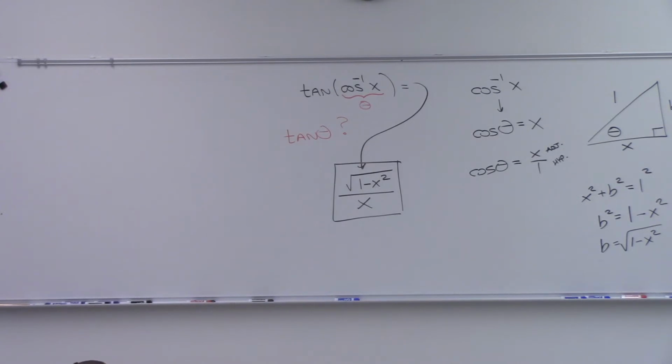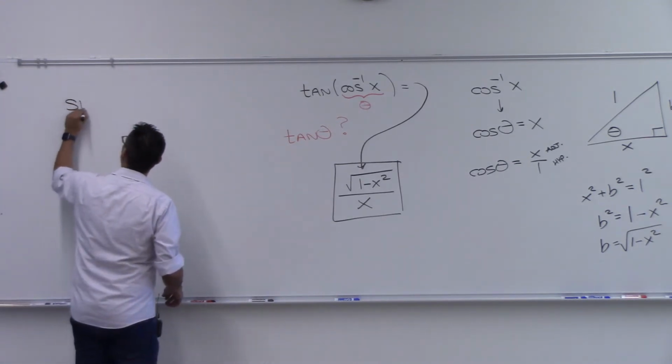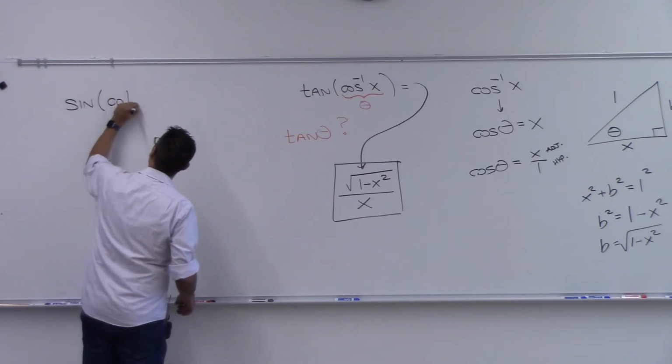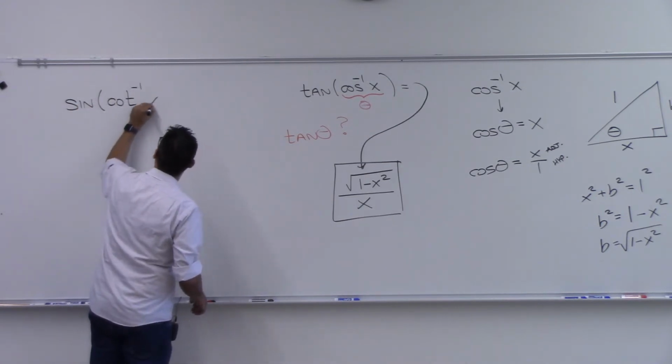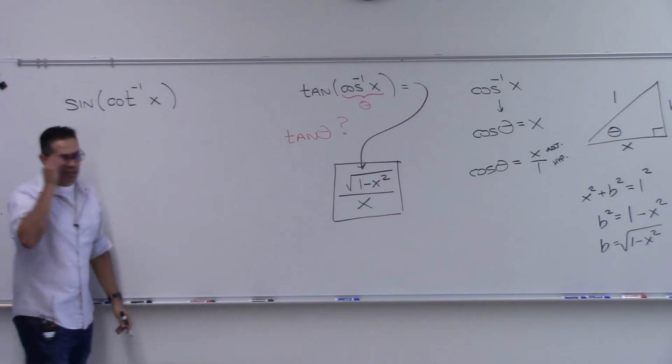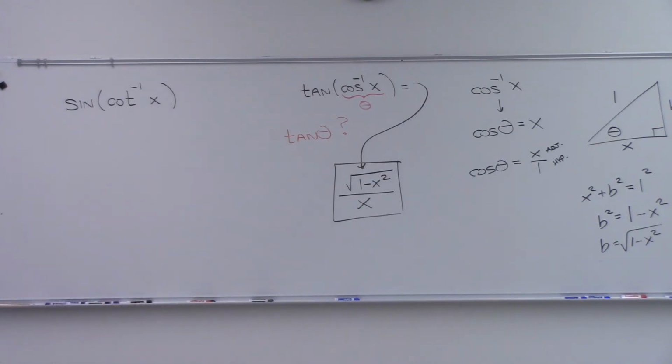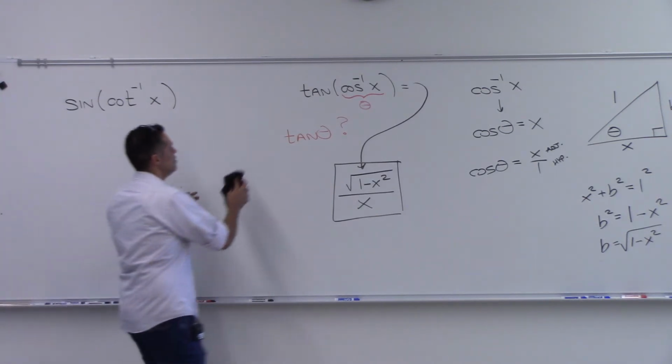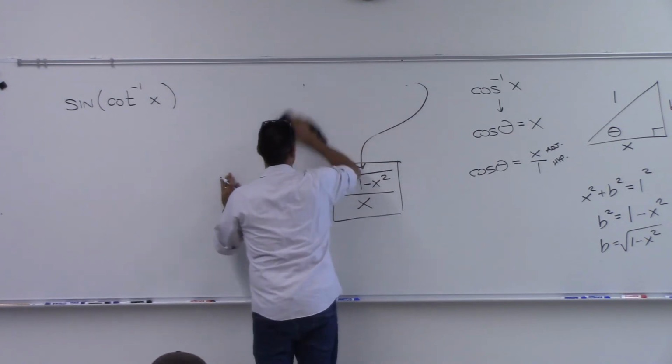How about sine of cotangent inverse of x? Sine of cotangent inverse of x. I want us to take that and convert it to an algebraic expression. So same instructions as we just had.